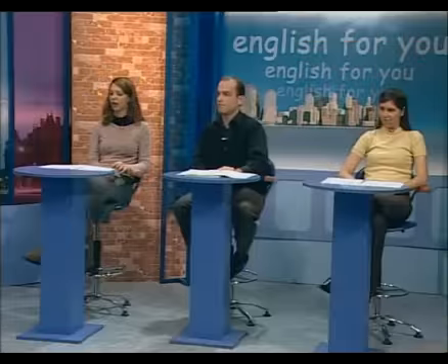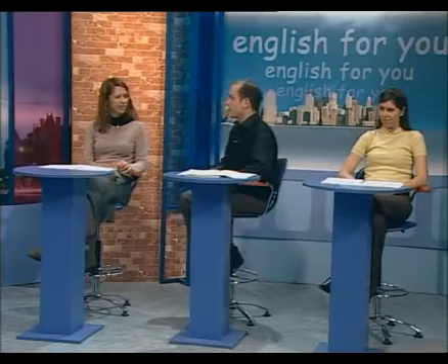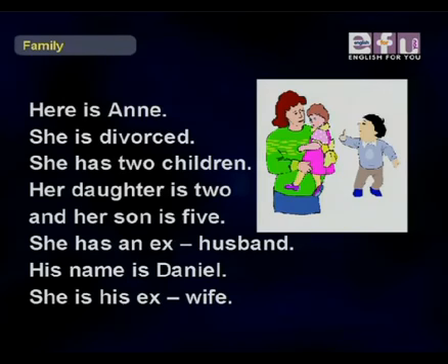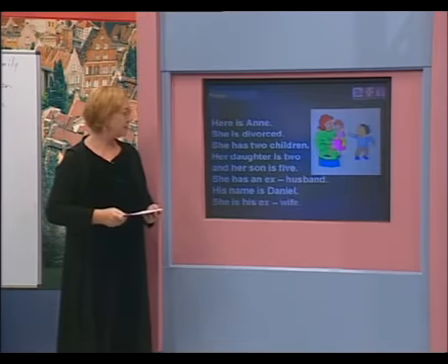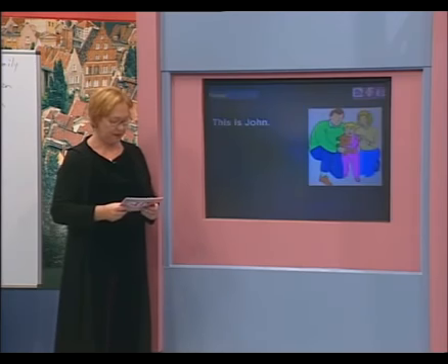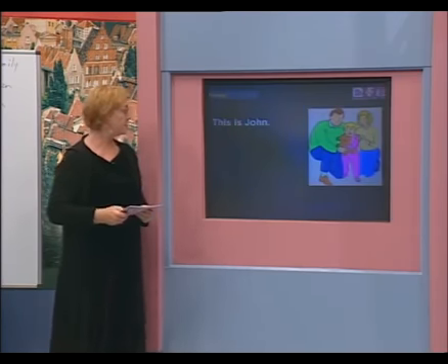All right, now you make questions and answers. So, Lisa, you start. You ask Ali. Okay. Ali, who is that? That is Anne. Is Anne married? No, she isn't. Who are they? Those are her children. How old are they? They are 2 and 5. Is she married? No, she isn't. She has an ex-husband. What is his name? His name is Daniel. Okay. Very good.